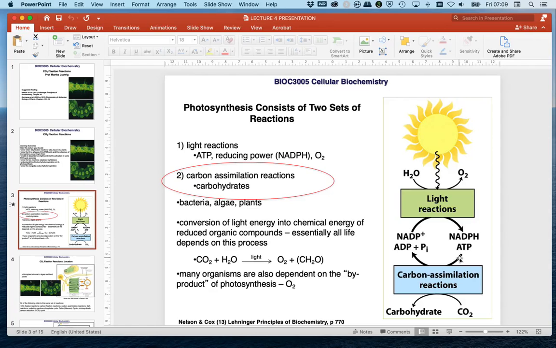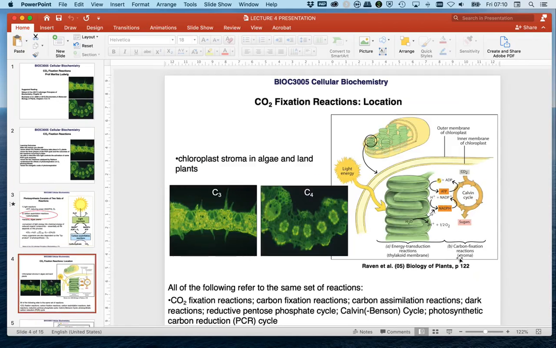Again, the reactions take place in bacteria, the algae, and the plants, and that would be the photosynthetic bacteria, and more specifically, the cyanobacteria, because there are some bacteria that do a different type of photosynthesis that doesn't include CO2 assimilation in the way that we're going to be talking about it. So these reactions are where carbon dioxide comes into play and the formation of carbohydrates is done.